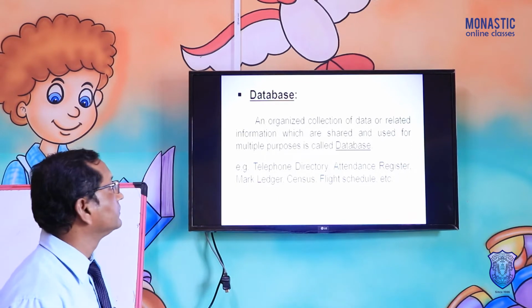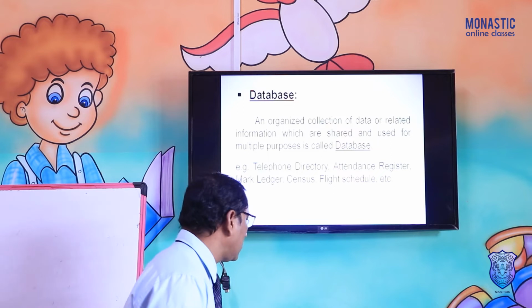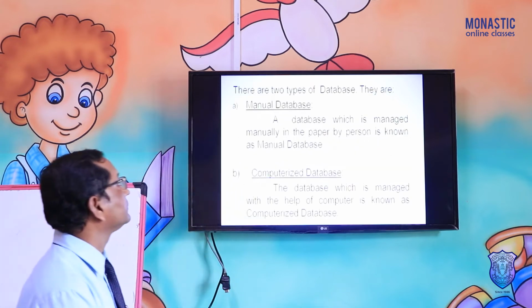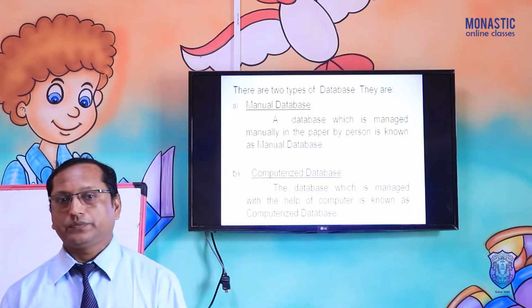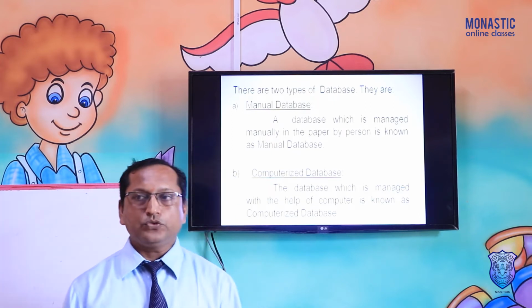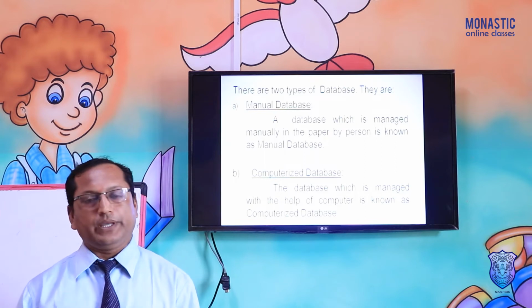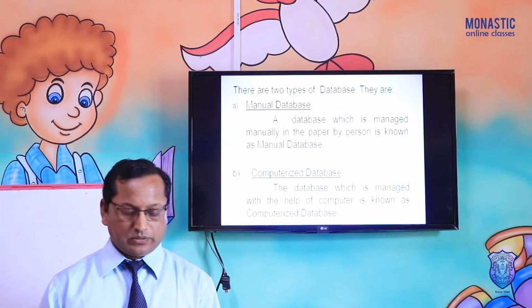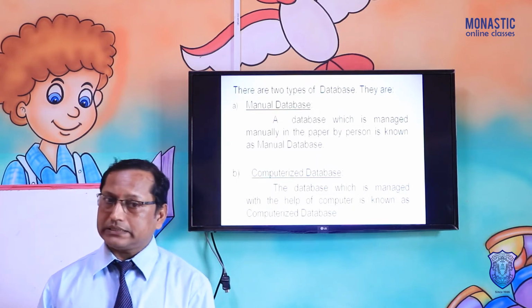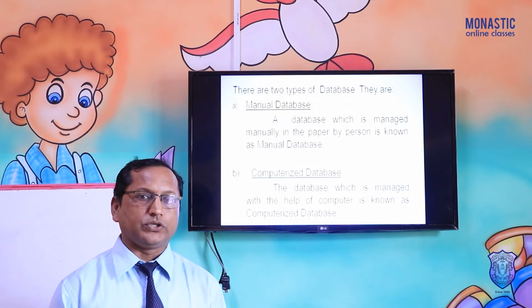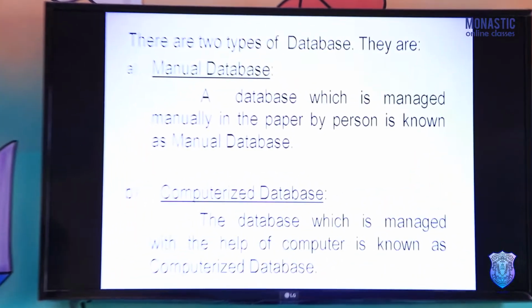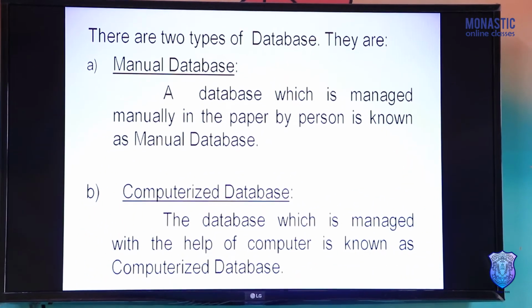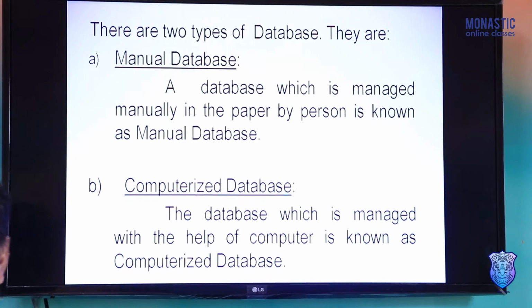Now we have the topic, types of database. There are two types of database, which means we can manage a database in two ways: manual database and computerized database.